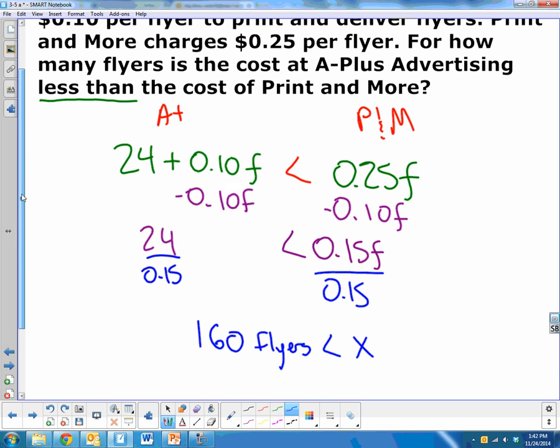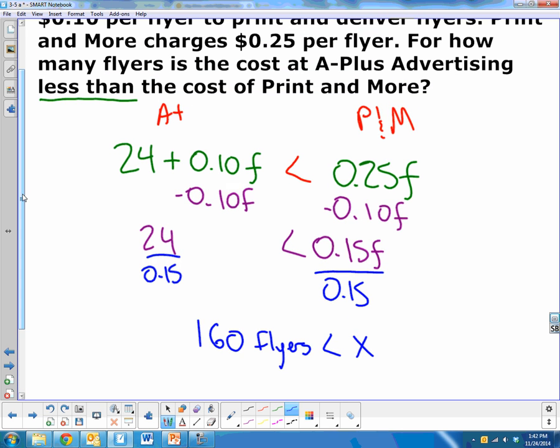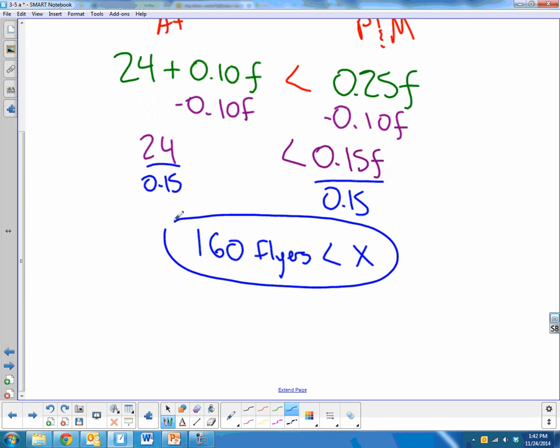But that doesn't quite answer the question. I've solved the inequality, but let's look at the actual question. For how many flyers is the cost at A plus advertising less than the cost of Print and More? So what solutions does this give? This is like that question, describe the solutions. So really, based on what the question says, the answer should be more than 160 flyers. Because X is our solution.